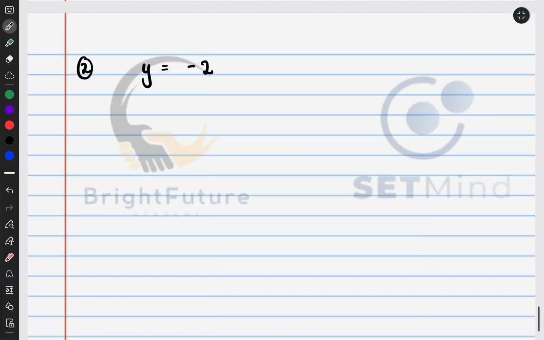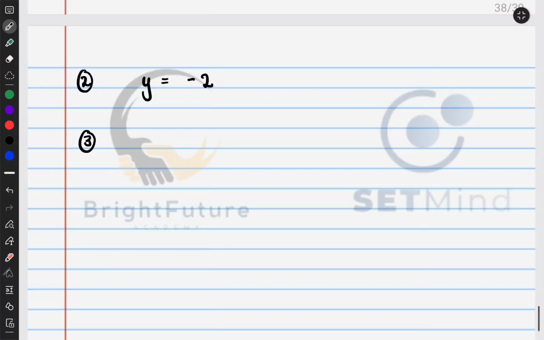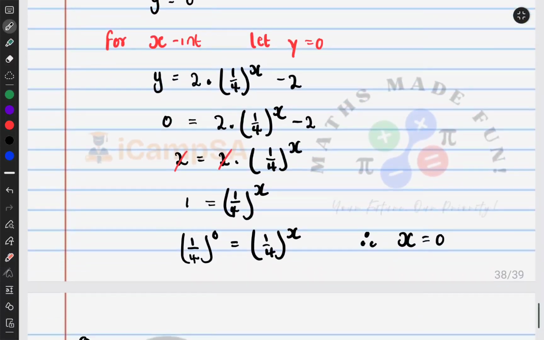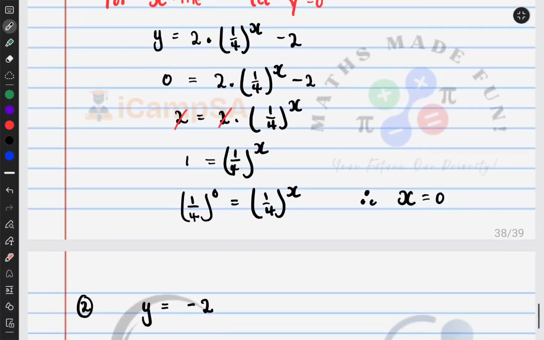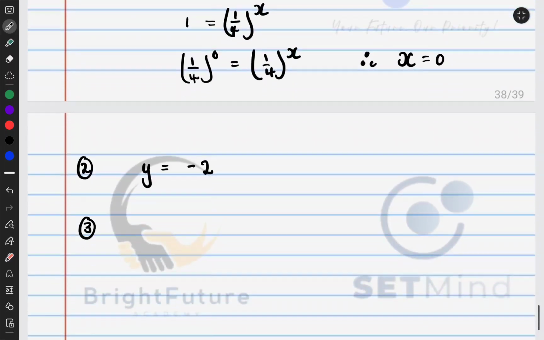And then for number 3, we have to sketch the function. In order to sketch the function, let's just find another point. We already know that the value of p is between 0 and 1, so our function will be of this nature.